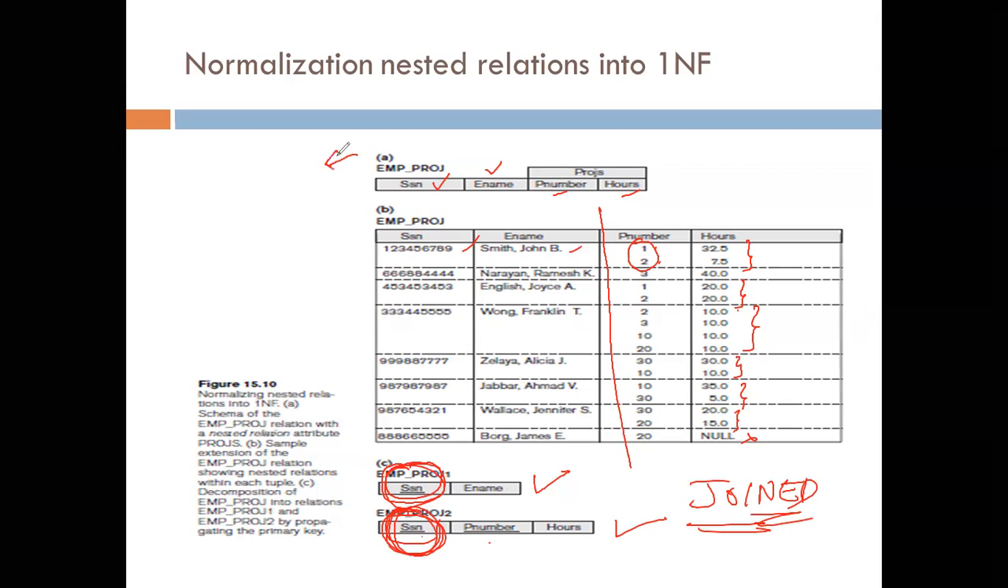This table undergoes the 1NF normalization process and result is this one. So one table is split into or decomposed into two tables, and still the functional dependency is retained. Still ename depends on SSN and the hours depends on SSN and the project number. So that is a functional dependency. So this process is 1NF.